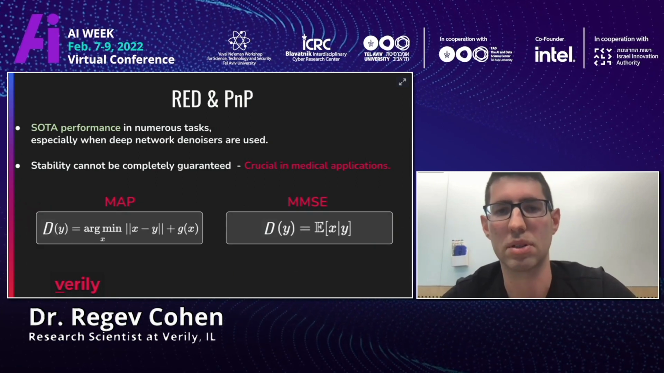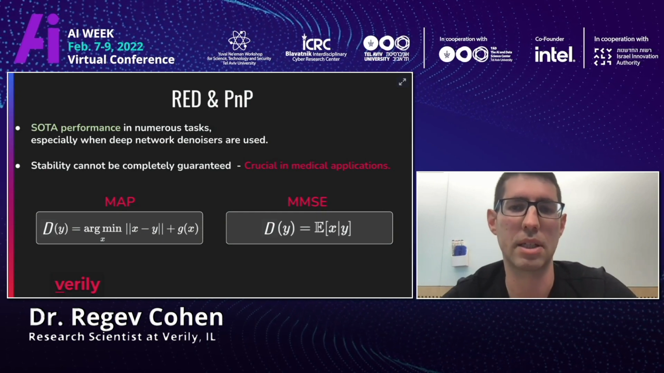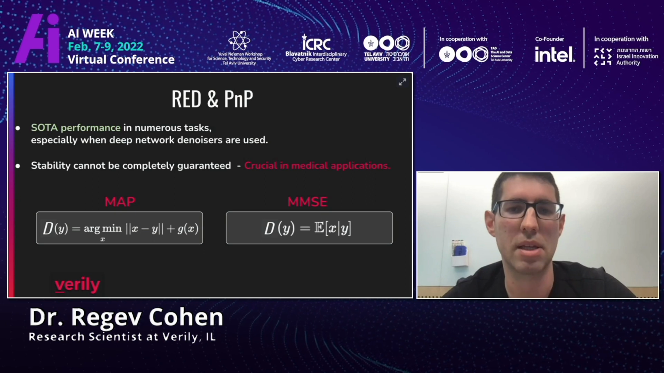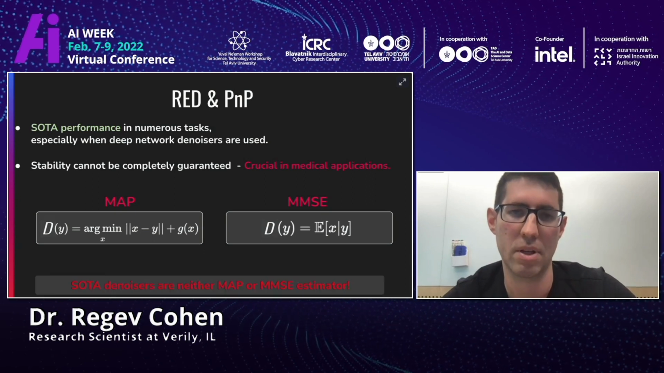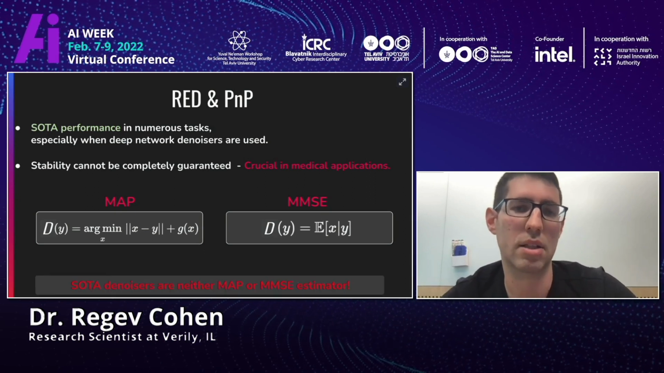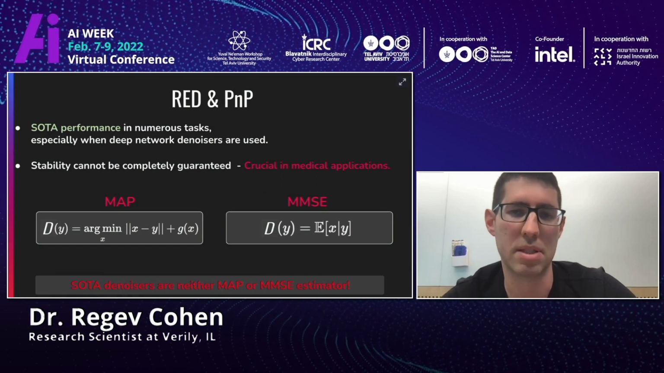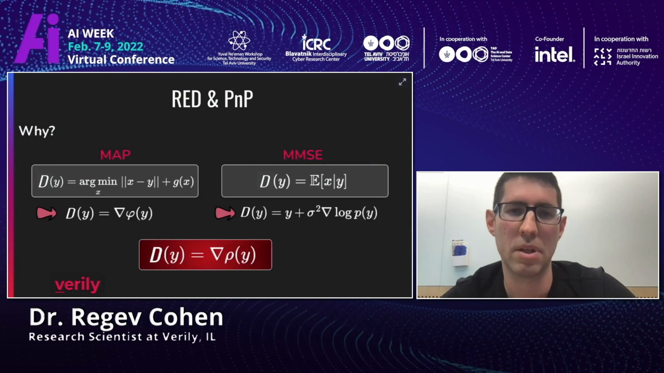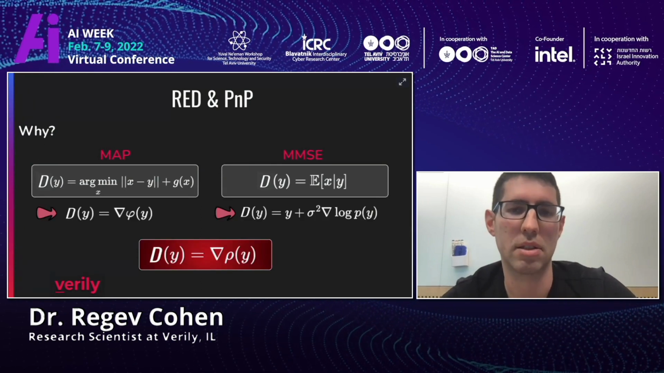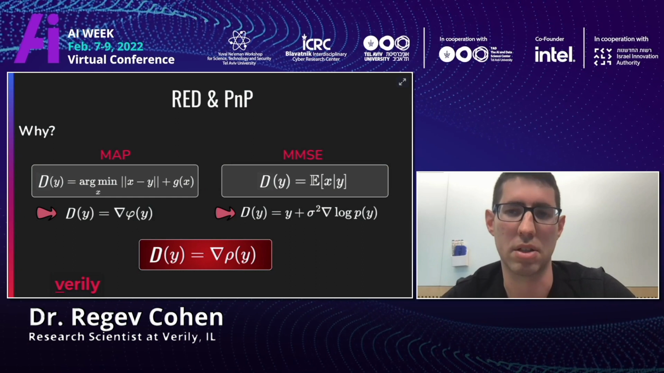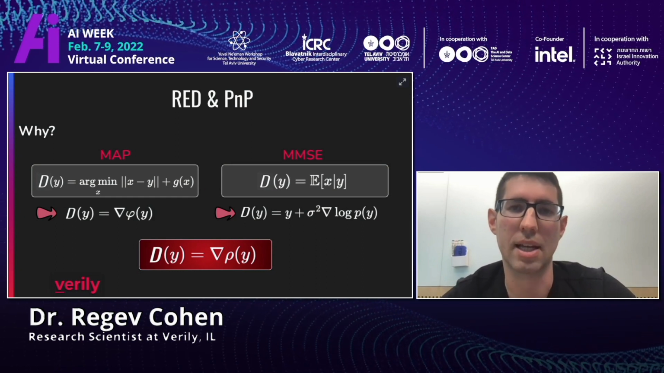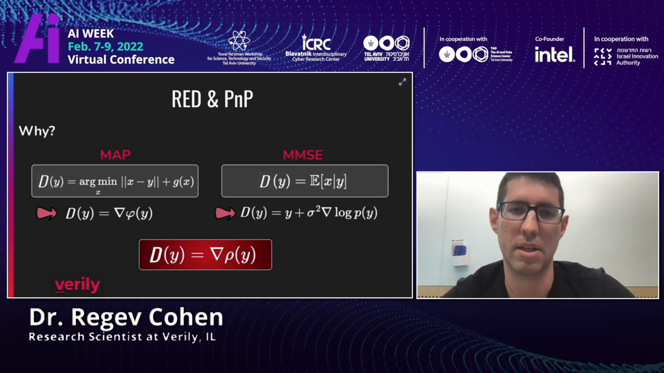Most recent works prove the stability of RED and PnP techniques based on the assumption that the denoiser is either a MAP or MMSE estimator. Unfortunately, state-of-the-art denoisers are neither MAP nor MMSE estimators. Why, you ask? Well, we show that in both cases, the denoiser should be the gradient of some function. So a follow-up question is whether standard denoisers satisfy this condition.